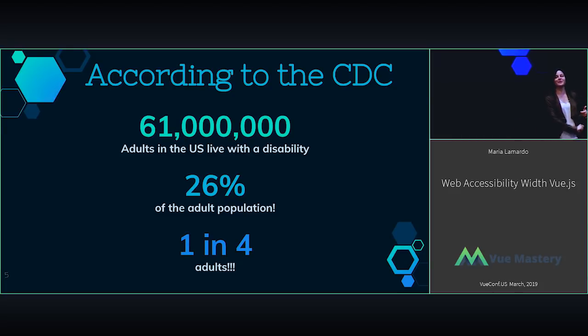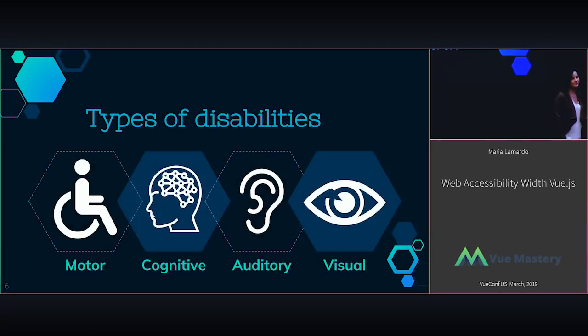Now let's take a look at some numbers. According to the CDC, and this was updated this year, 61 million adults in the United States live with a disability. That's 26% of the population. That's 1 in every 4 adults in America today. So that's a lot of users that you are missing out on by not catering accessible applications for those users.